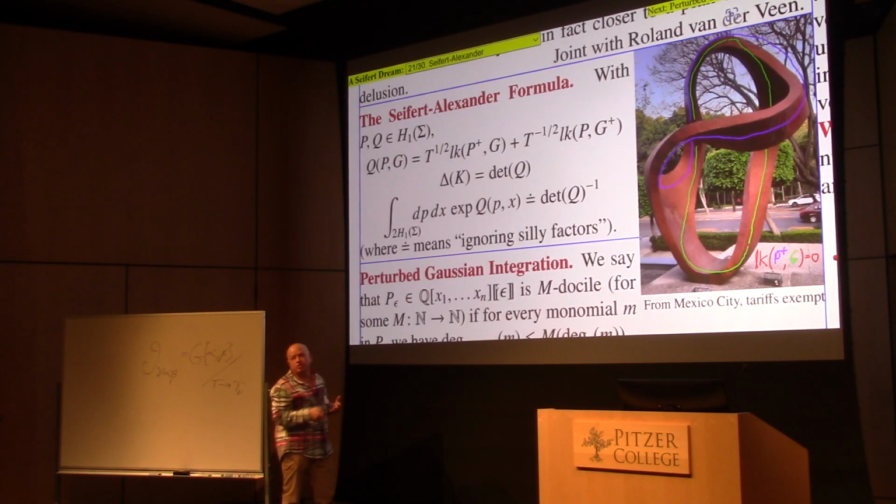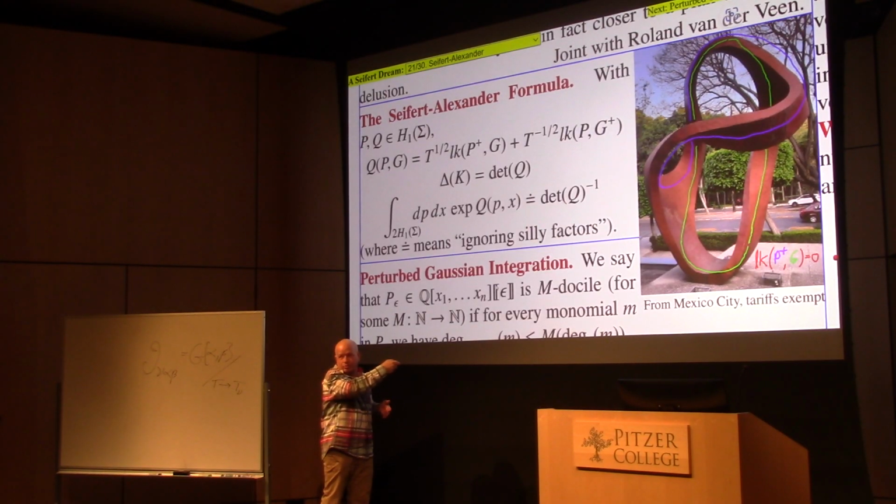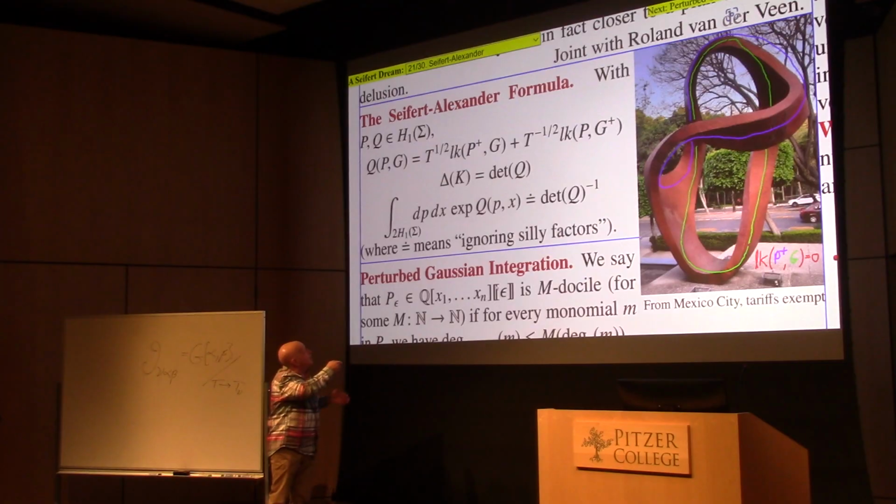It is 1 over the determinant of the quadratic form, with some factors of i's and pi's. So with the understanding that I completely ignore factors of i and factors of pi and factors of 2, the integral of the exponential of the quadratic is 1 over the determinant of that quadratic. And so if your quadratic is the quadratic given above, then that's a formula for the Alexander polynomial. Okay?